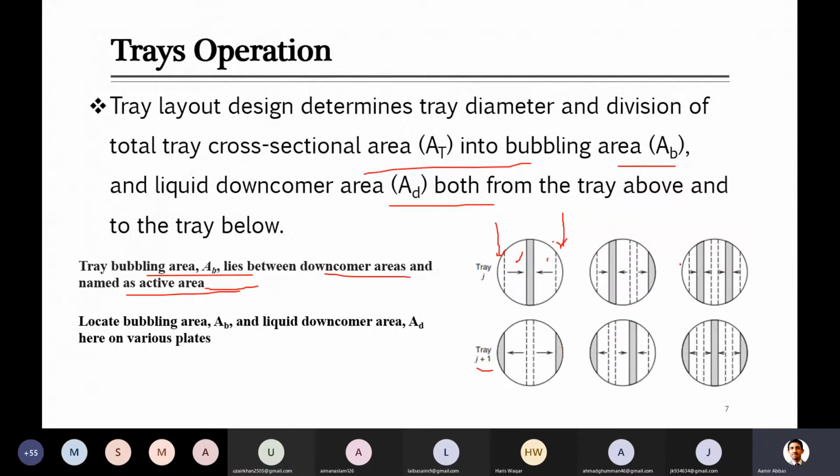So in other trays you can see maybe more than two passes. For example, in this there are three passes and here there are four passes. Earlier we also discussed the reason to go for more passes.